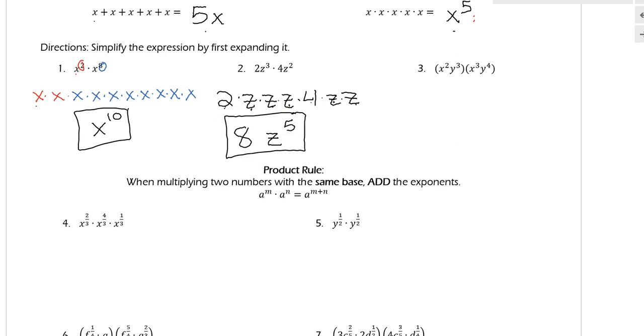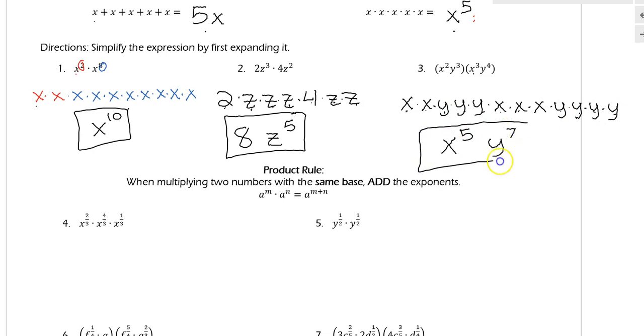Looking at number 3, I'm going to do the same thing. I have x times y times y times y. Then I have 3 more x's. And then I have 4 more y's. So when I rewrite it, I have a total of 5 x's being multiplied and 7 y's being multiplied.